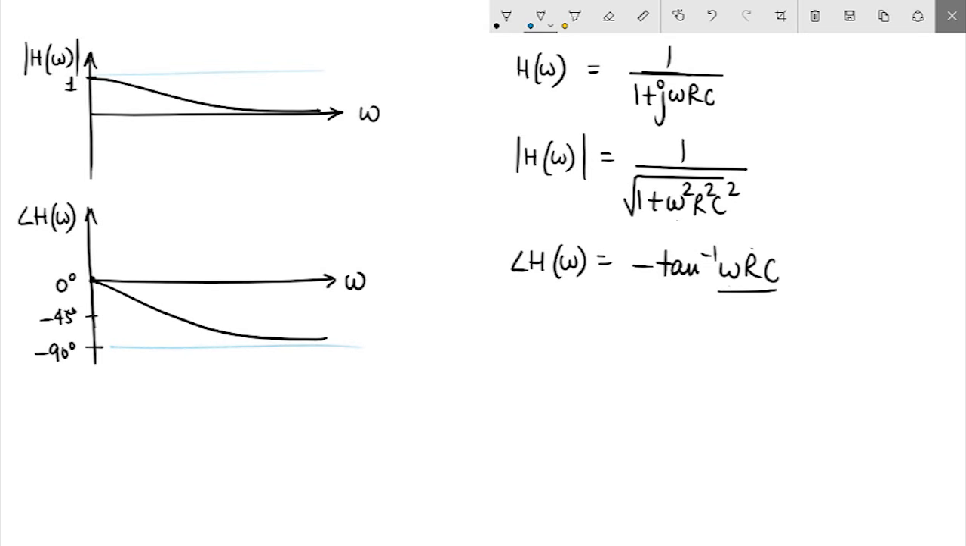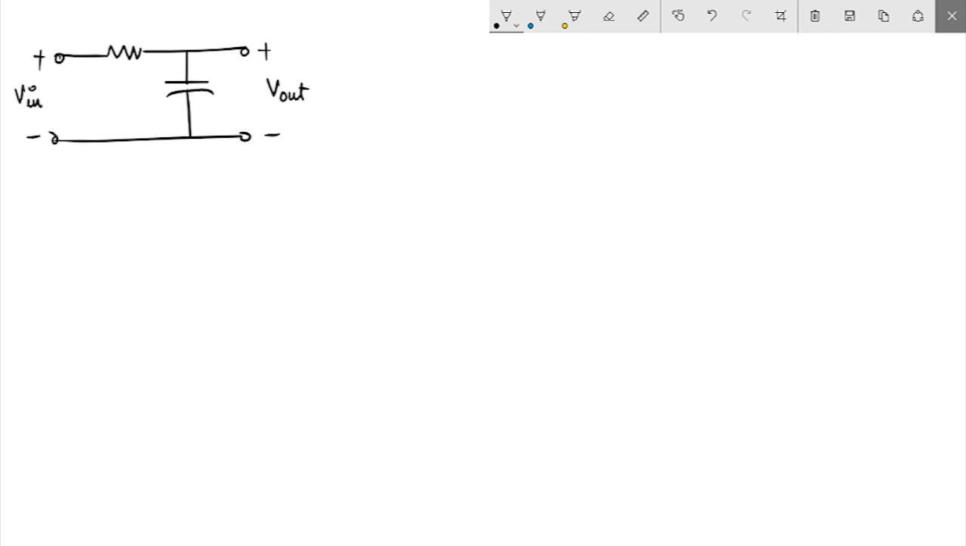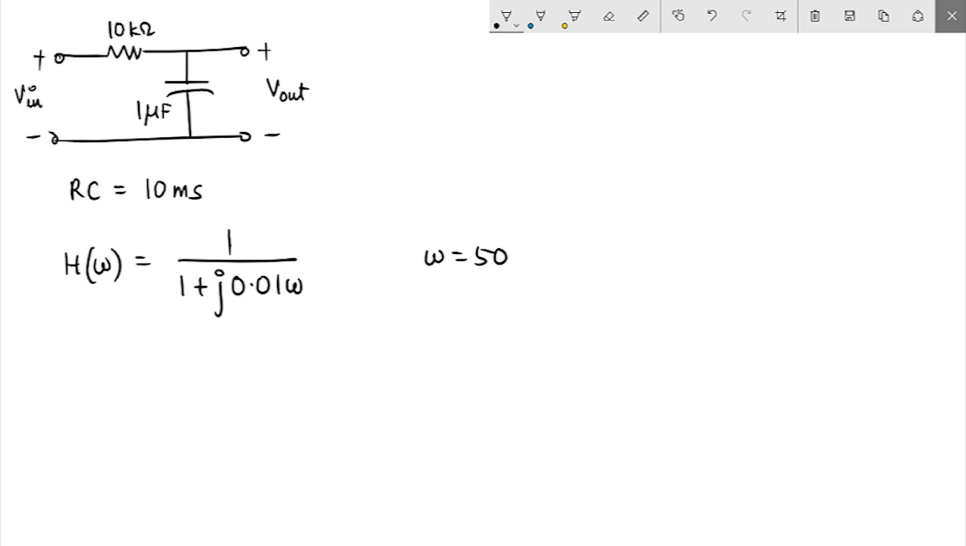If I take a specific example and say, let this resistance be equal to 10 kilo ohm, and let this capacitor have a capacitance 1 microfarad. In that case, RC is 10 milliseconds. And if I now want to write H of omega for different values of omega, so when omega is equal to 50, in that case, H of omega is 0.89 and angle minus 27 degrees. Mod of H is 0.89 and angle is minus 27.